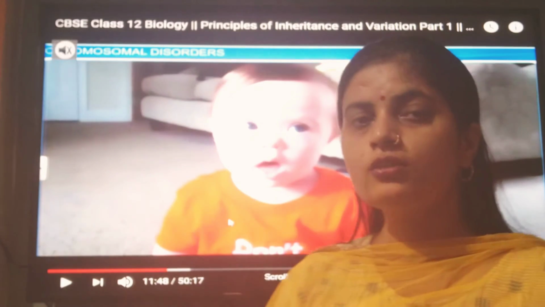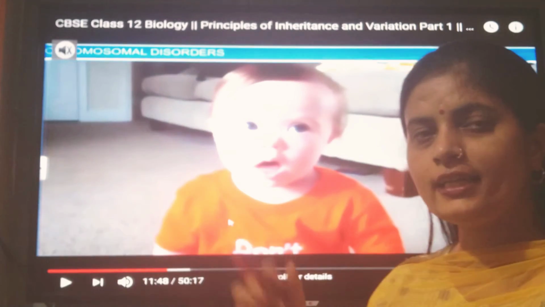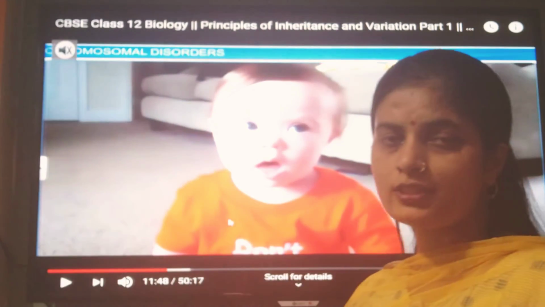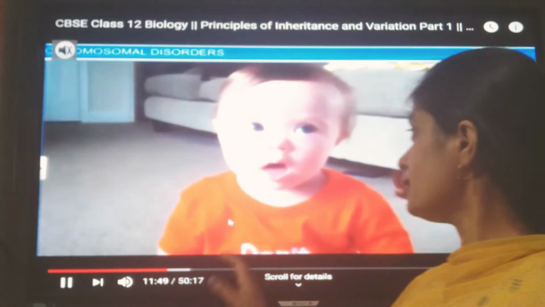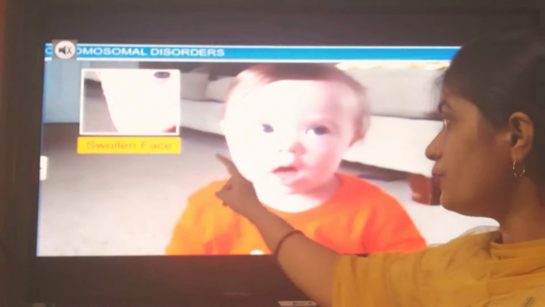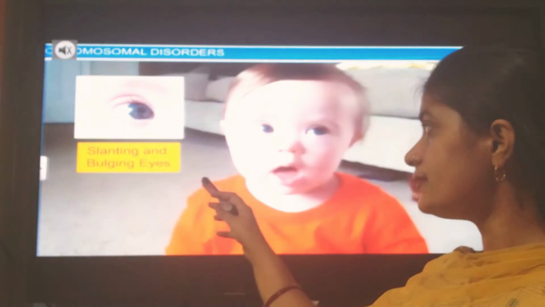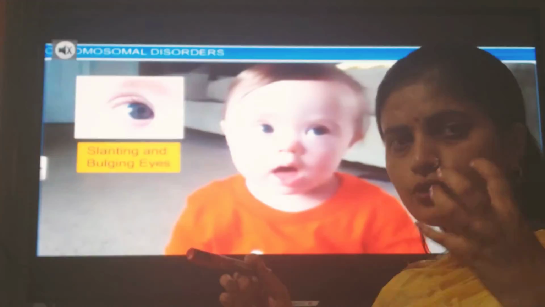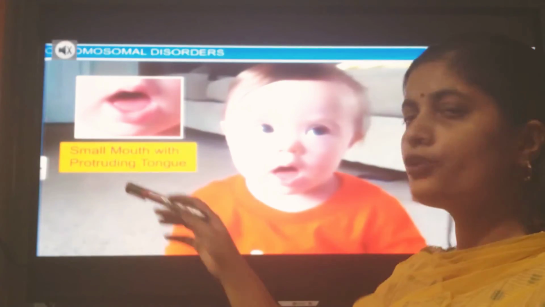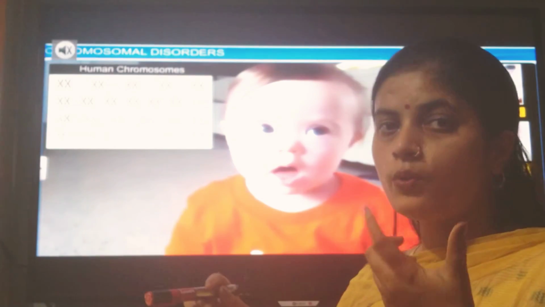When we are studying chromosomal disorders, we have to focus on the image of this child. Let us see what the image is showing. You can see the face of the child. Just observe it. You can see a swollen face. The eyes are slanting and bulging, protruding outside. A small mouth with a protruding tongue. That means the mouth is small and it appears as if the tongue is going out.